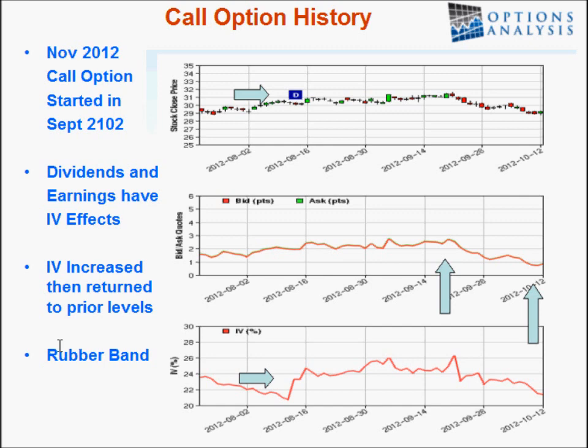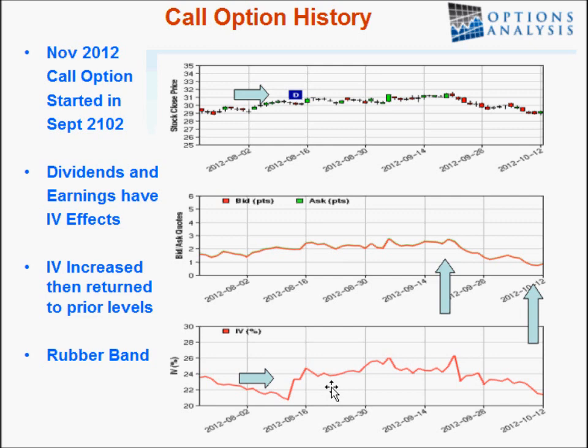You can chart a call option just like you can chart a stock. And here on the right-hand side is this red line, and it's a chart of the bid-ask spread of our November call option that we've been studying at a strike of 29. When the stock price is above 29, our bids and asks move above value. Then when it goes below 29, it starts to decrease.